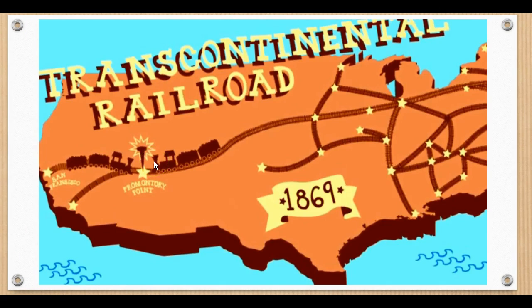So this is kind of a fun map, a big colorful one that shows us the rail line, the Transcontinental Railroad, that is connected here and goes across the United States to San Francisco. Okay, we're going to learn a little bit about Promontory Point, which is in Utah, and that's where the last spike was hit. That's where they finished the railroad.